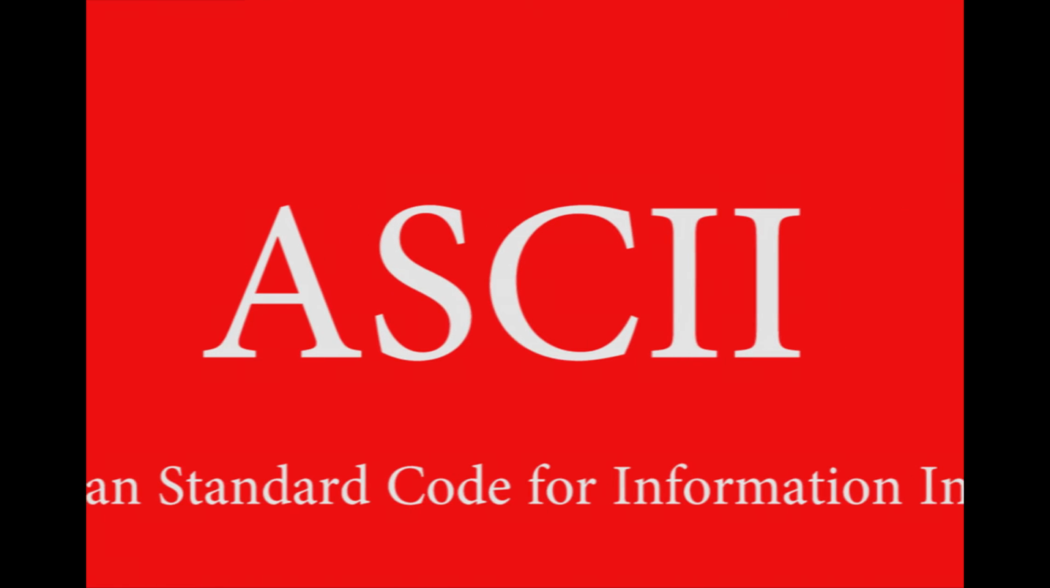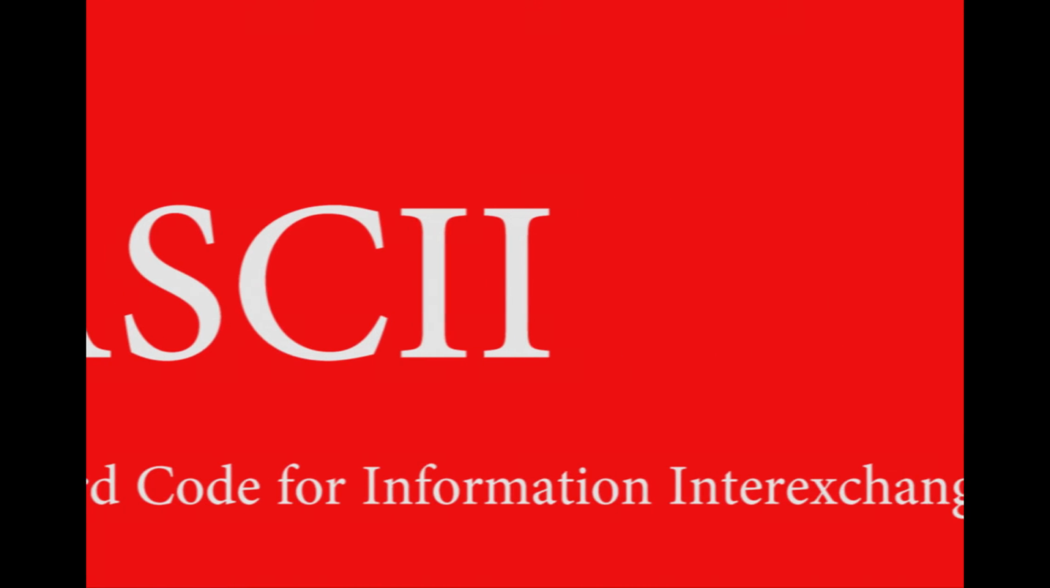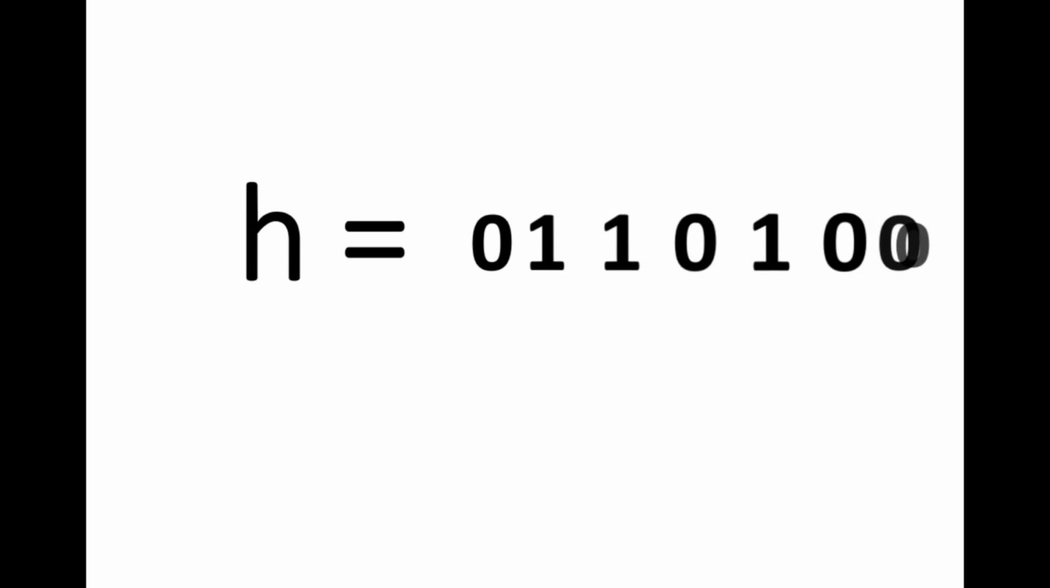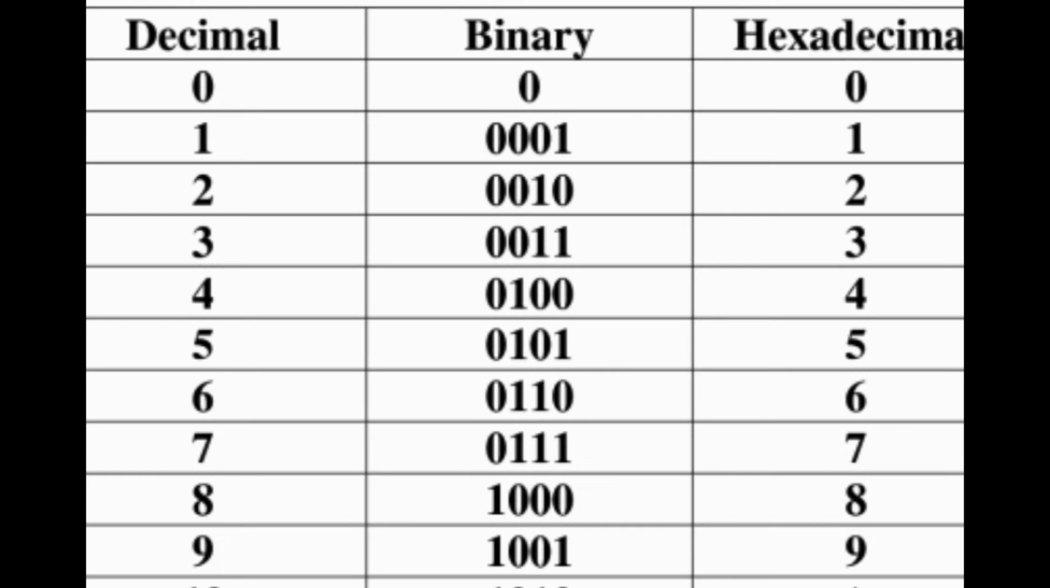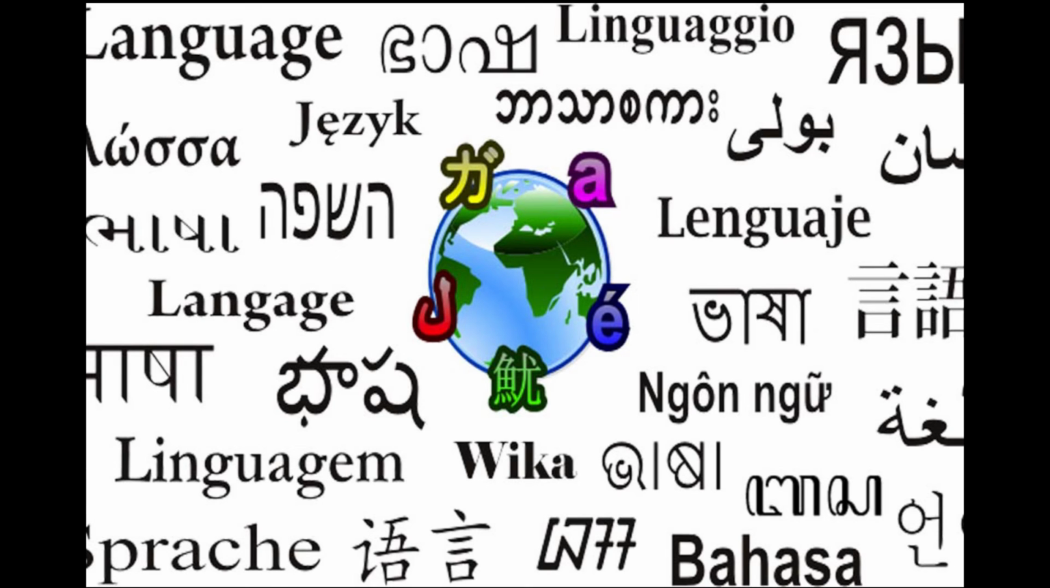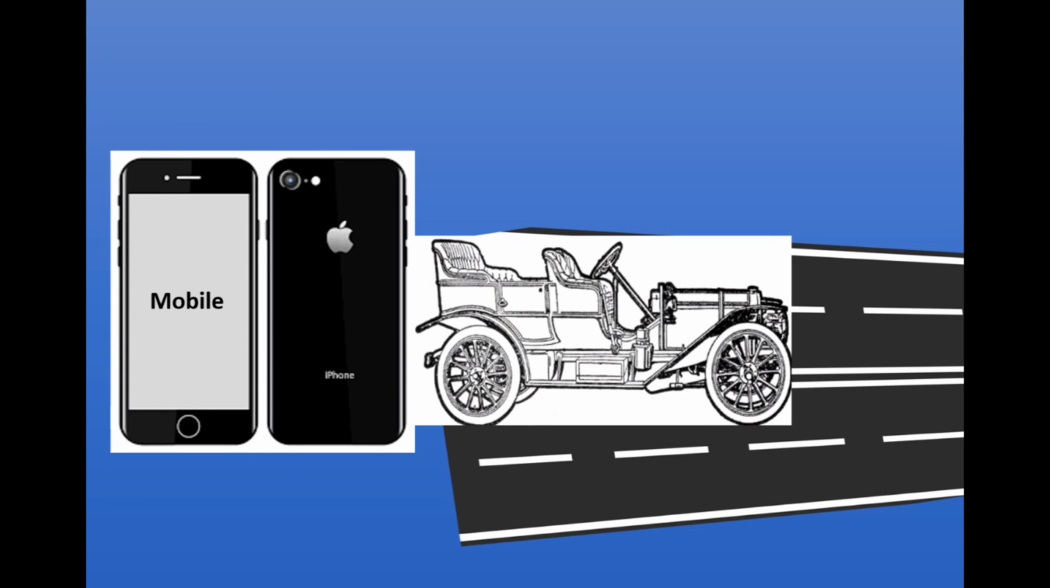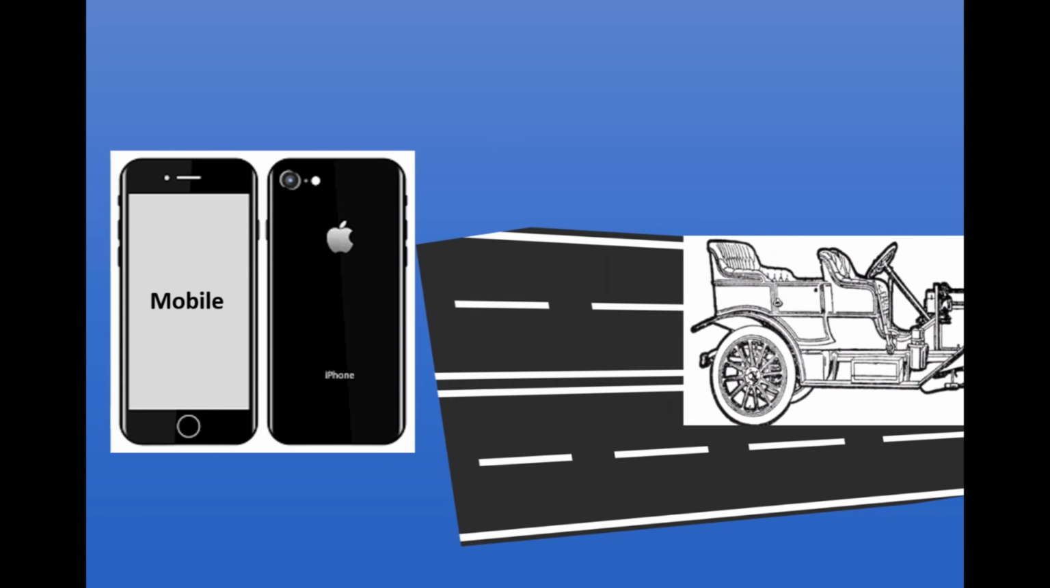For example, if I type the H key from the keyboard, then it will convert into binary. The value of H in binary is 01101000. You can see the table, the number of binary and the value. This is the language of computer. It means those electronic devices like mobile, automobile, electronic machines, they have only one language, which is called binary.